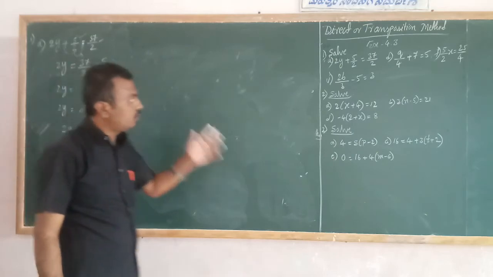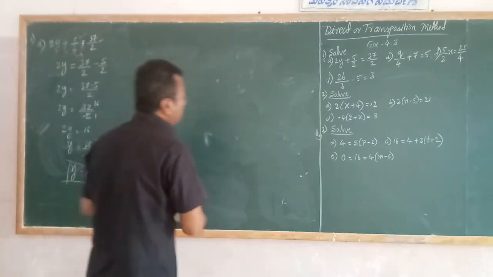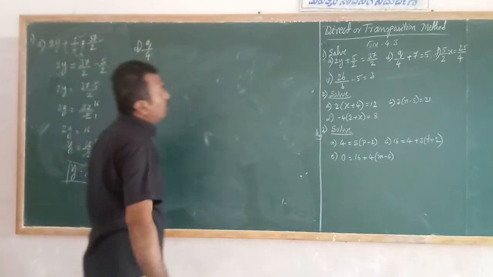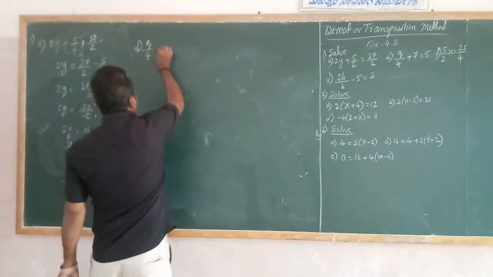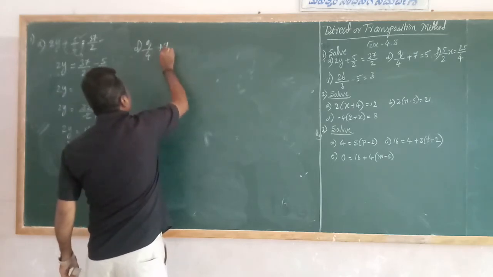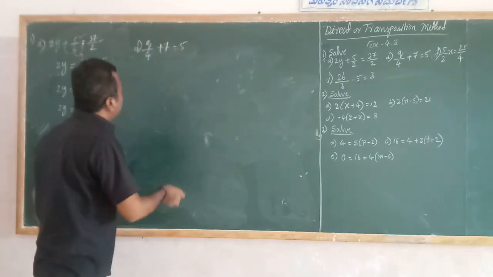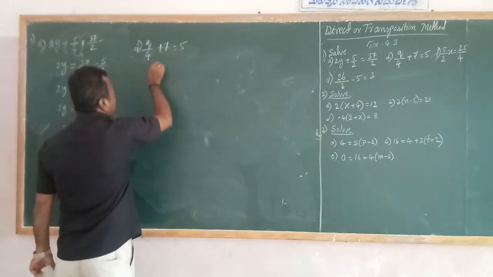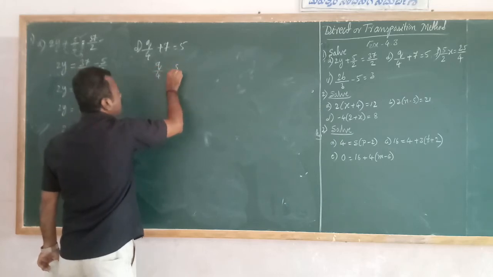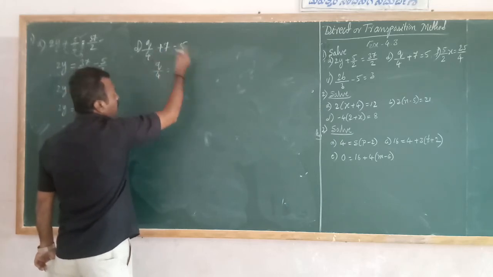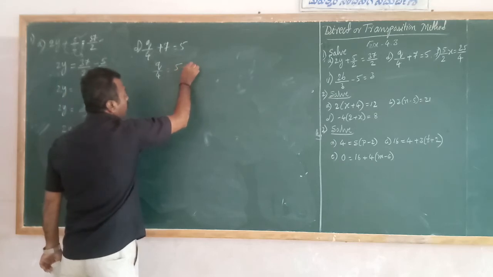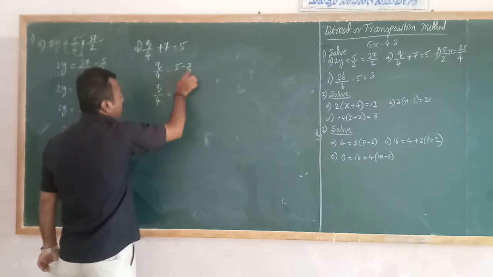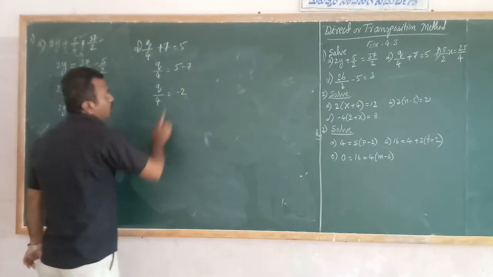And the next question, students, I will go to the D question. q by 4 plus 7 is equal to 5. Very simple. 7 and 5 are on different sides. We have to send 7 to the RHS, and q by 4 we keep in the LHS. So 5 we write in the RHS. Plus 7 going to the other side becomes minus 7. So q by 4 is equal to 5 minus 7, it will become minus 2, because of the bigger number's sign.